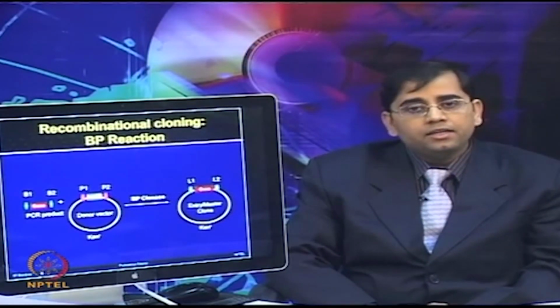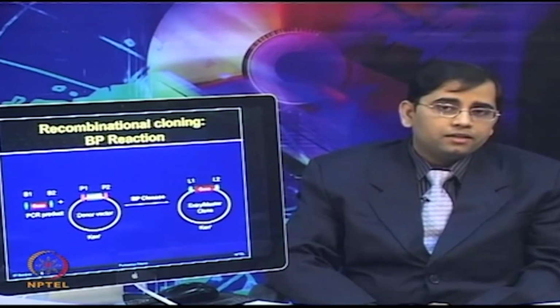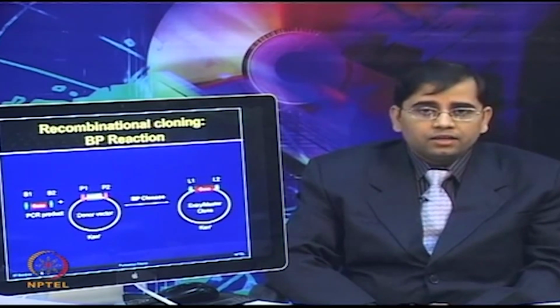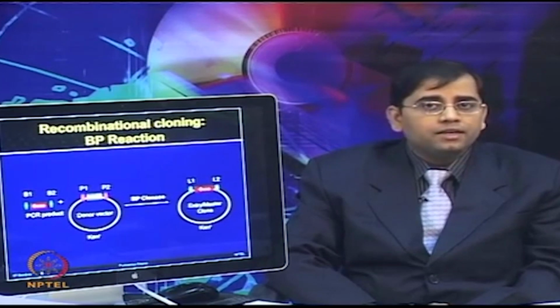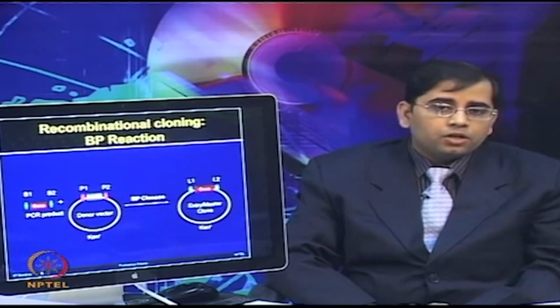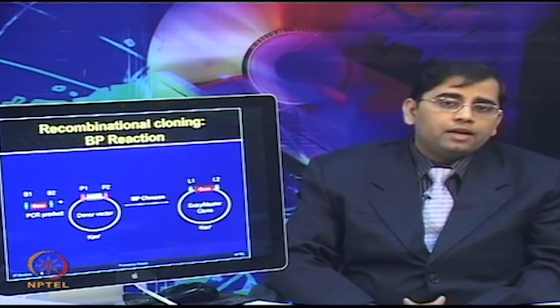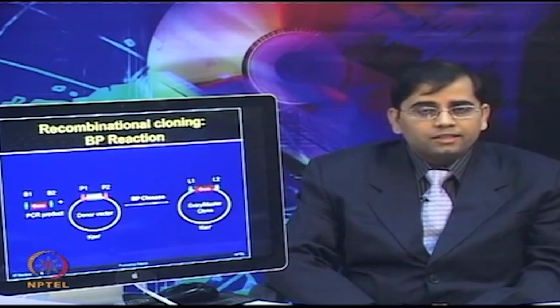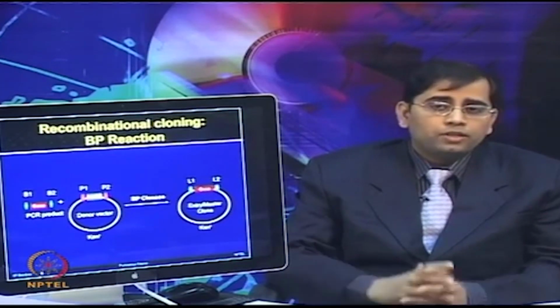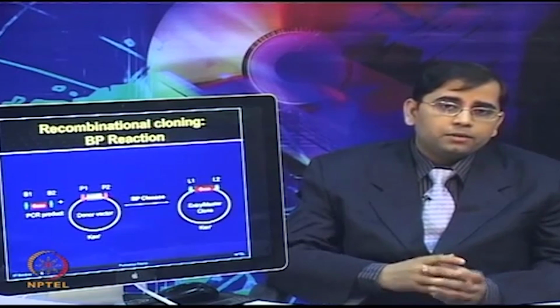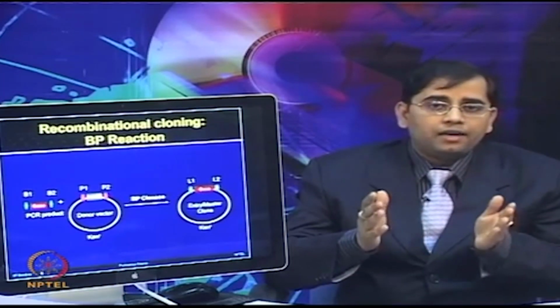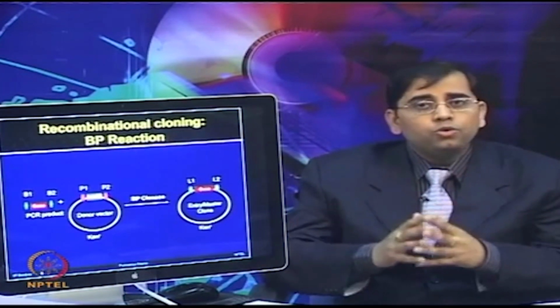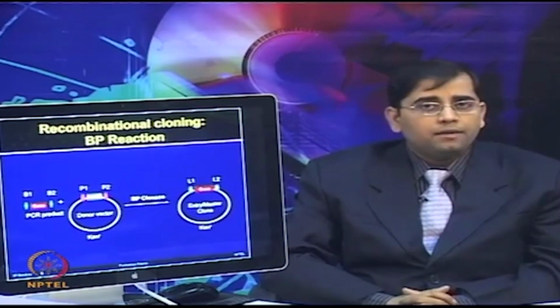So, entry or master clone is a vector containing gene of interest flanked by the at L site. This happens after this reaction is completed. Now, the recombination between at B and at P site is catalyzed by an enzyme known as BP clonase. Now, this enzyme transfers the gene of interest, the at B sites, to the donor vector, which contains at P sites.